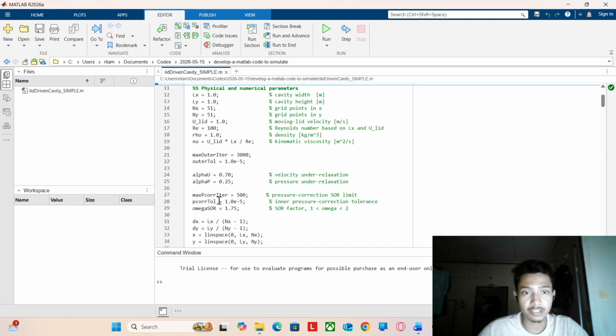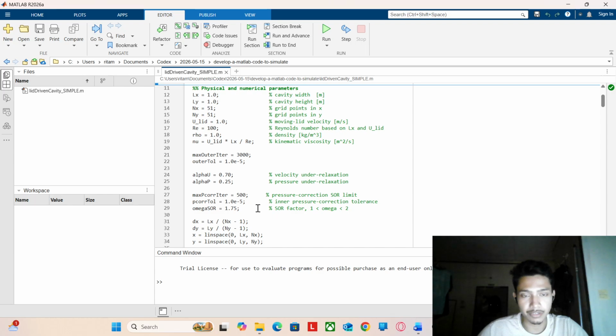Then comes pressure correction solver. Max pc iter equal to 500. Pressure correction SOR limit, pc tol equal to 1.0e minus 5, inner pressure correction tolerance. Omega SOR equal to 1.75, SOR factor where 1 is less than omega less than 2. These parameters are used in the pressure correction solver. SOR stands for successive over-relaxation, which accelerates convergence of the Poisson's equation.